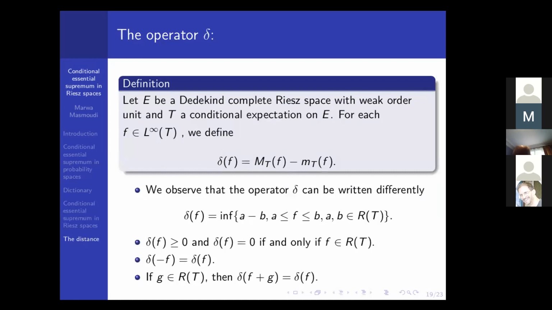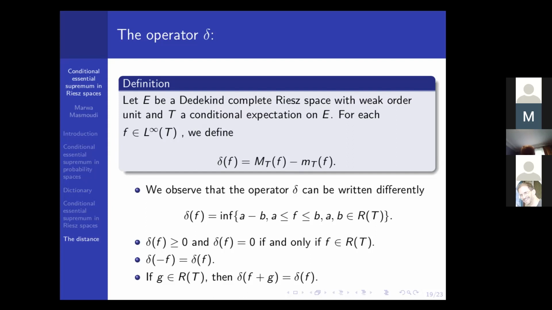At this point, in order to establish the expression of the distance in both probability spaces and Riesz spaces, we need first to define the operator delta. Kaplan has introduced this operator in the framework of the space of continuous functions on a compact X, and has used it to construct both the Riemann and Lebesgue integral. We will study this operator in Riesz spaces.